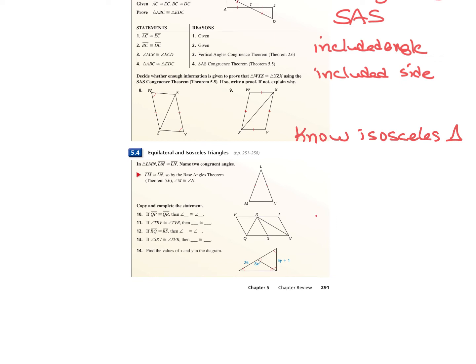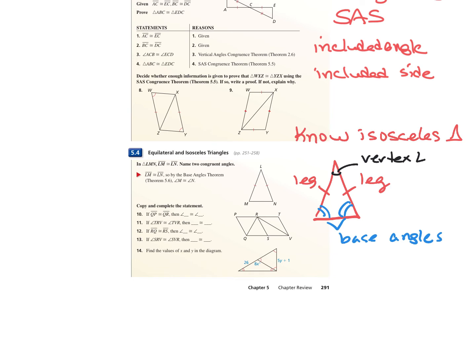So for example, if I draw an isosceles triangle, remember the 2 congruent sides, that's a leg and that's a leg. This vertex up here at the top is called the vertex angle. And the 2 at the bottom that are across from the congruent legs are called the base angles. And this side that's different is called the base.